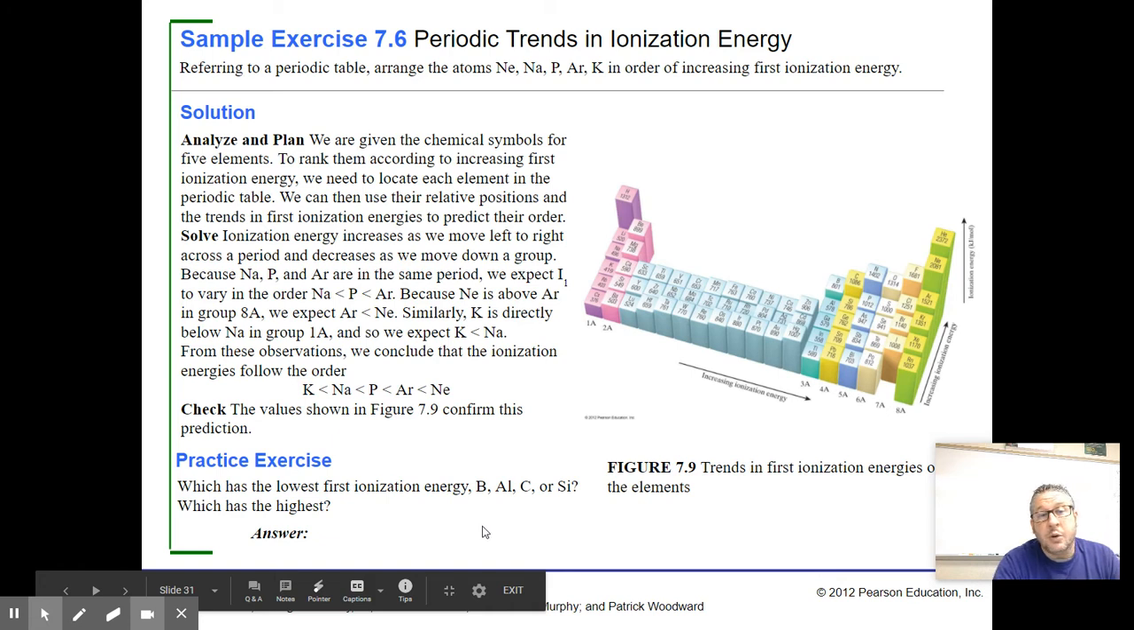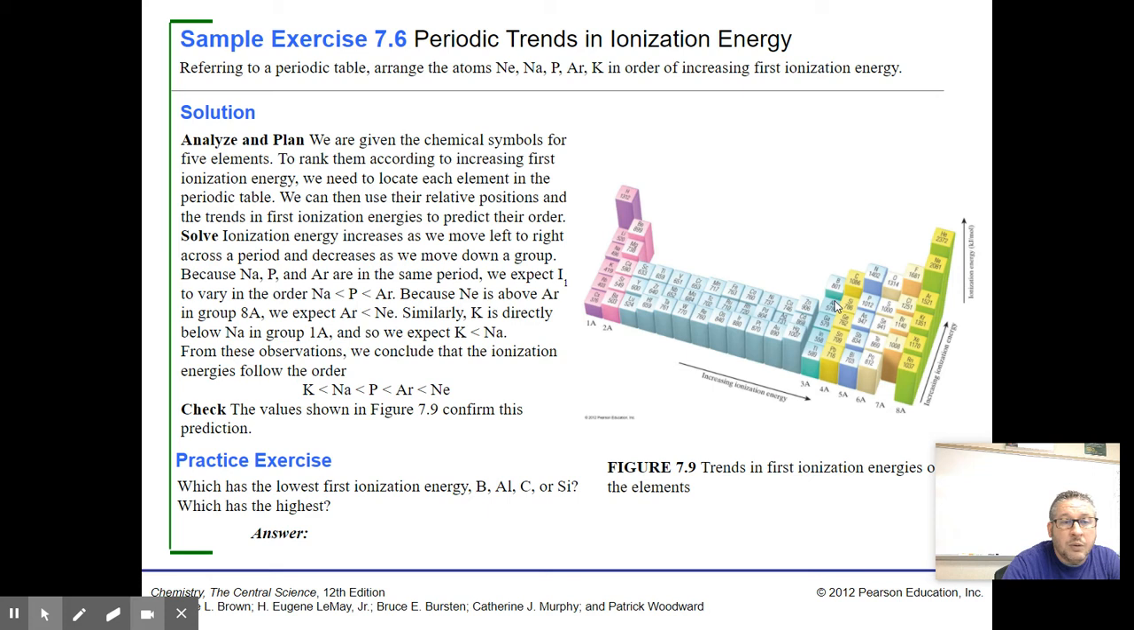So our next question is, who would be the highest? Again, use the trends. We know that going top down, our first ionization energy decreases. So we look at carbon and boron, and we know that they are in the same period, and going left to right in the same period, you increase your first ionization energy. And since carbon is to the right of boron, carbon will have the highest first ionization energy of these four elements.